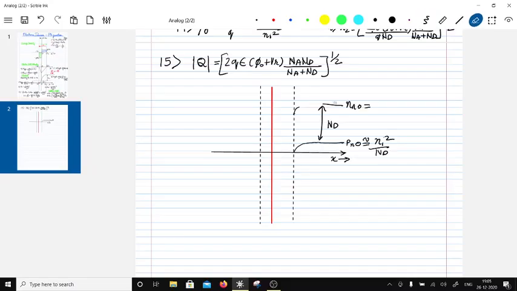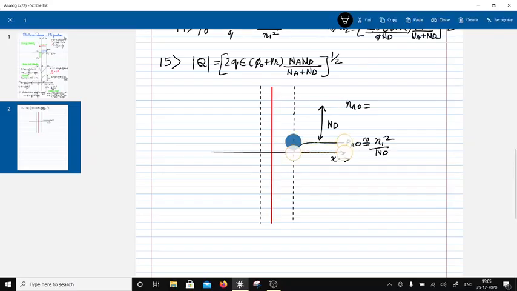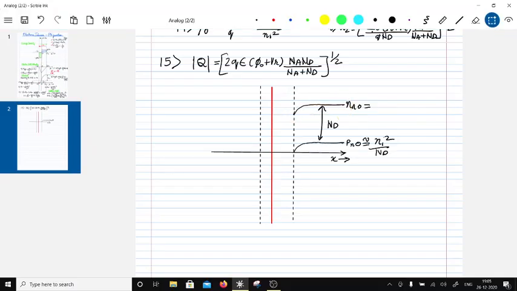This doesn't look nice. Okay, I can do one more thing. I can just copy this one, and paste this and just drag this up. Fine. So this nn0 is going to be approximately equal to nd, the doping density, and same thing on the right hand side.